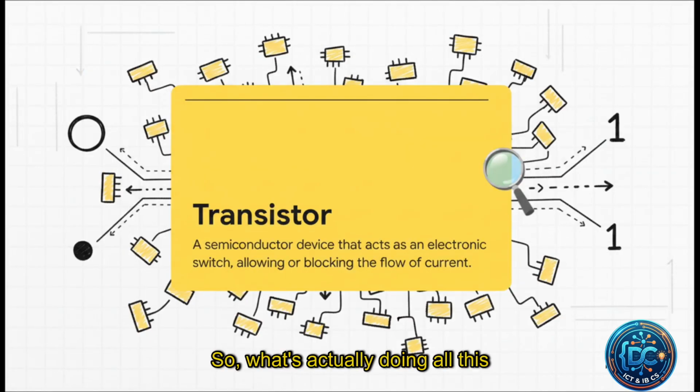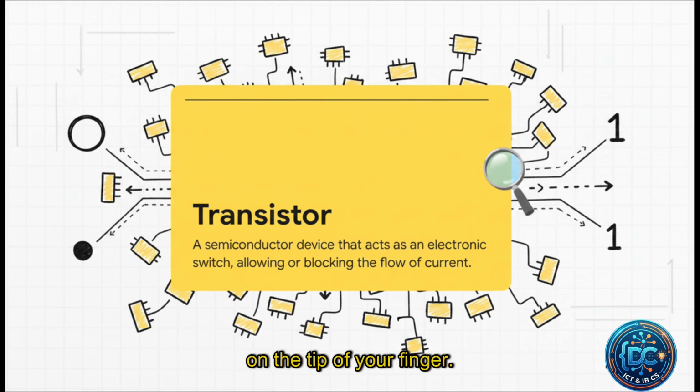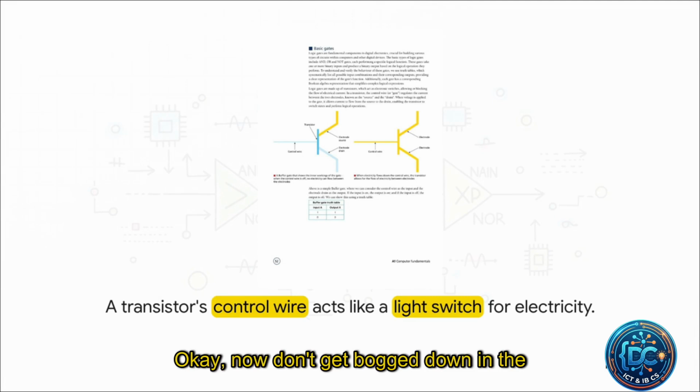So, what's actually doing all this switching? Well, the hero of our story today is the transistor. This thing is a microscopic device, and I'm not kidding, you can fit billions of them on the tip of your finger. It's the physical thing that acts as that 1 or that 0. It is the switch, the little guy that can be either on or off, letting us control the flow of that electricity.